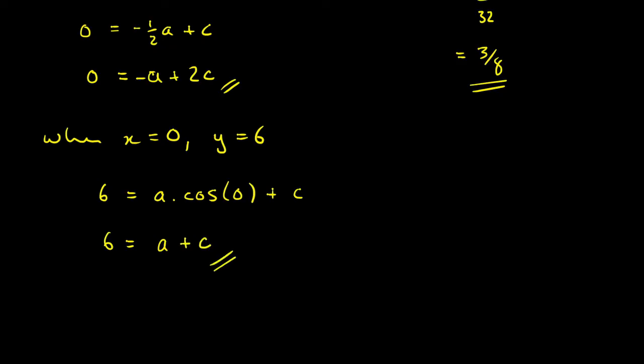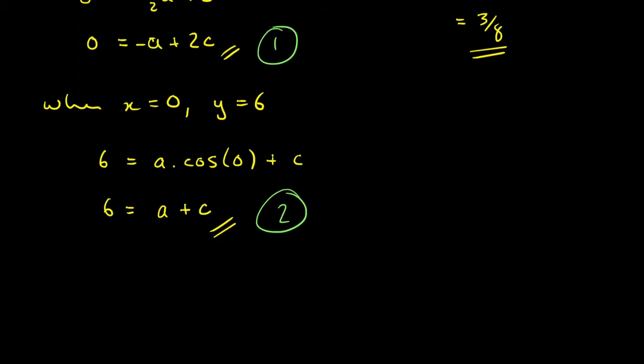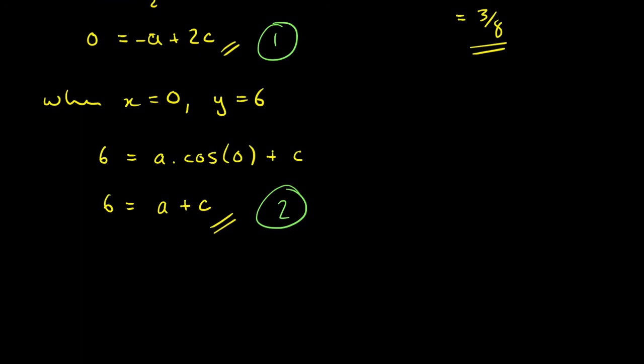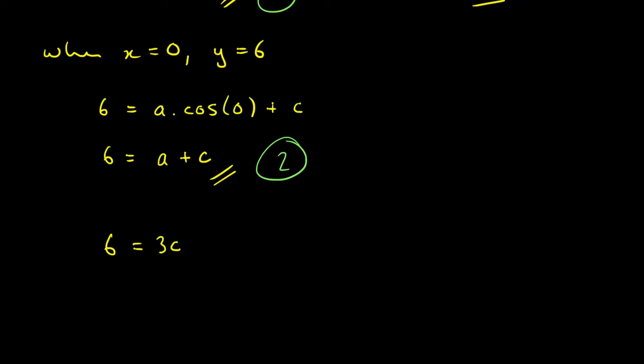So hang on, we've got two equations and we've got two unknowns, right? So here are two equations, equation 1, equation 2. So what do we do if we've got two equations and two unknowns? Well, it's simultaneous equations. And I'll just do this by elimination. I'll add up equation 1 and 2. So 0 plus 6 is 6. Negative a plus a is 0. 2c plus c is 3c. And therefore, what does that mean? That means that c is equal to 2.